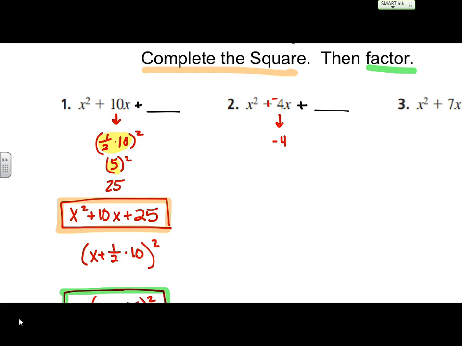What am I going to multiply by? A half, but is that enough? And then you do the square. And then I square it. PEMDAS tells me, take the half first. What's a half of negative 4? Negative 2. Good. And if I square negative 2, what's negative 2 times negative 2? 4. Okay. And that is the number that I plug in to complete my square.